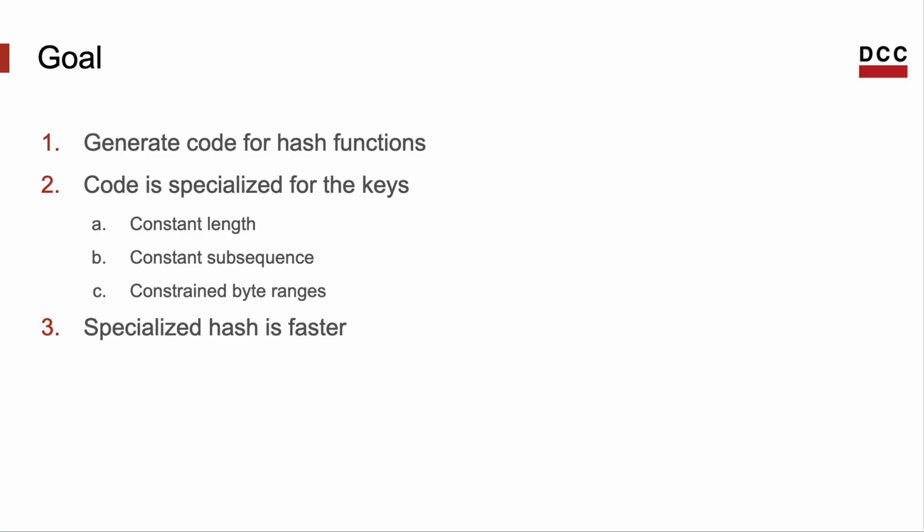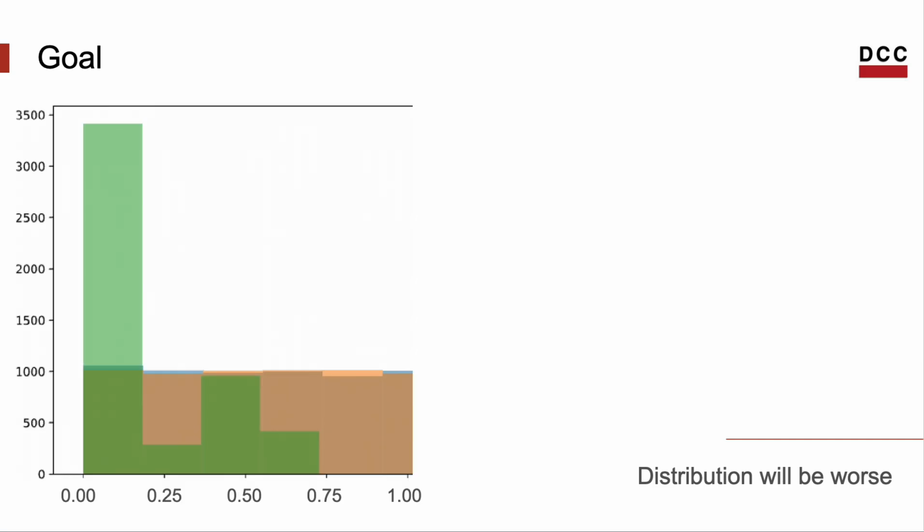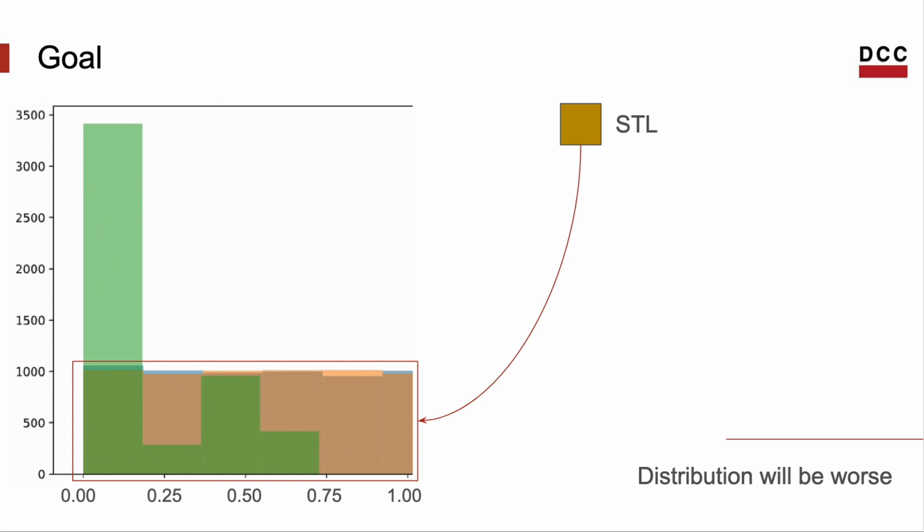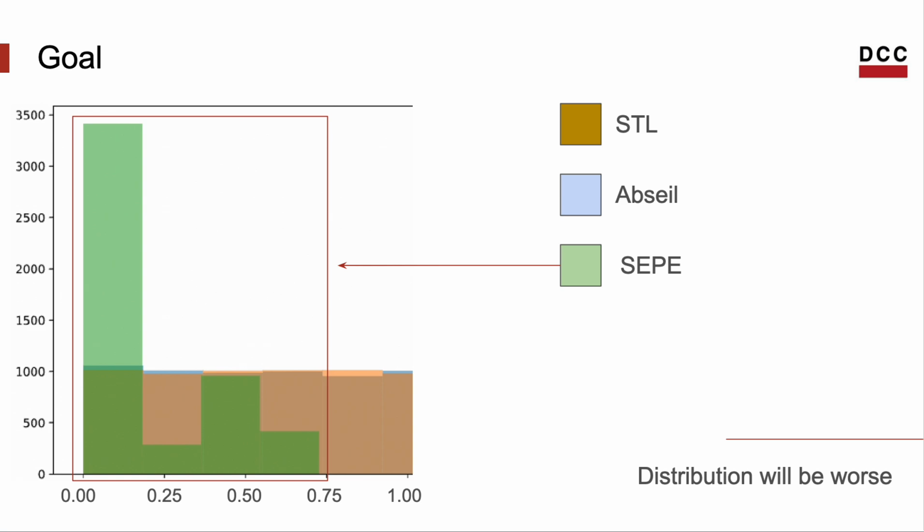And in the end, we want the specialized hash to be faster, and we are willing to sacrifice distribution to achieve that goal. By distribution, when we have a hash function, usually we want it to more or less be uniform over the image of the function. And we get that once we use functions from STL or from Abseil. Our functions are likely to be skewed. So, ideally, if you have an SSN, the hash of the SSN may be the number itself. So that's not really a random distribution.